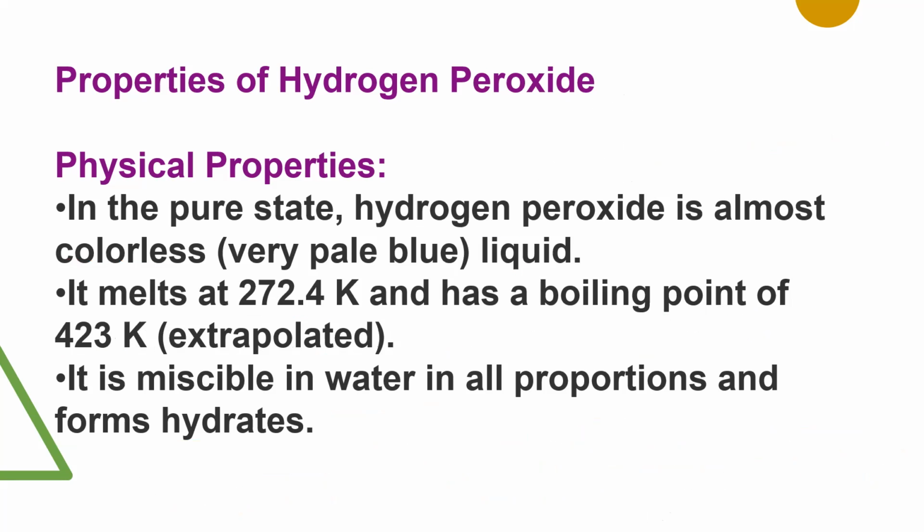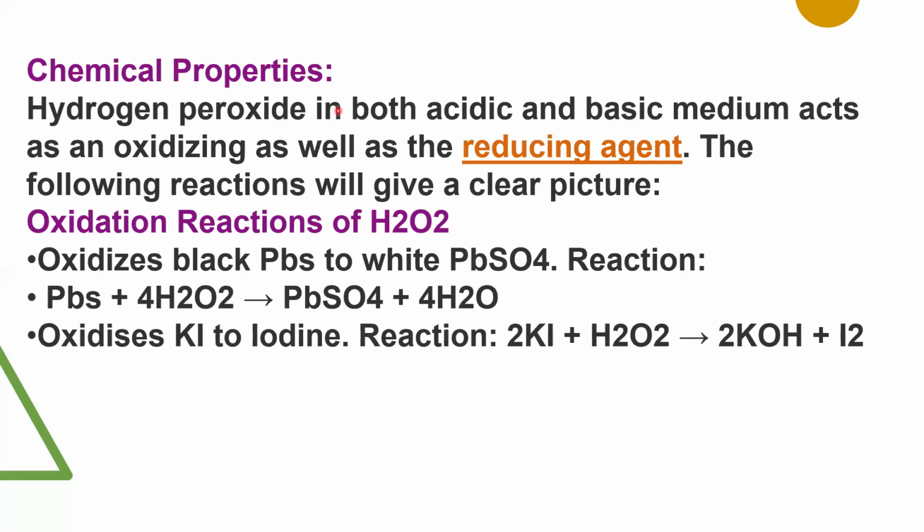Next, continuation. So now chemical properties of hydrogen peroxide, let us see now. Hydrogen peroxide, in both acidic and basic medium, acts as an oxidizing agent as well as a reducing agent. Very, very important. In acidic medium, it acts as a powerful oxidizing agent, and in basic medium, it acts as a reducing agent. So let us see some equations. The following reactions will give a clear picture.